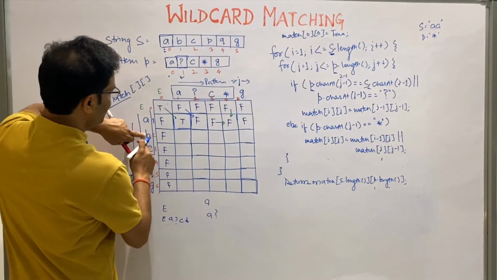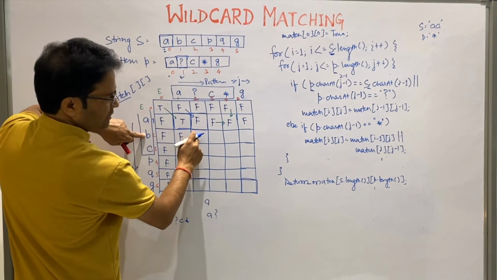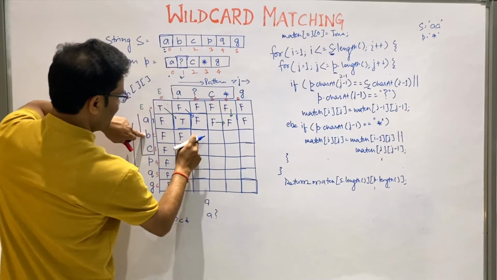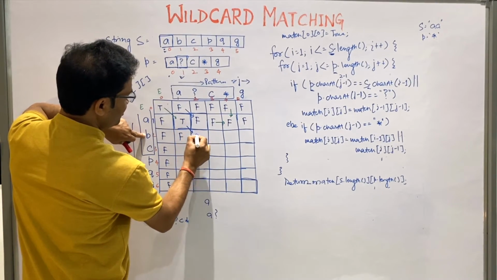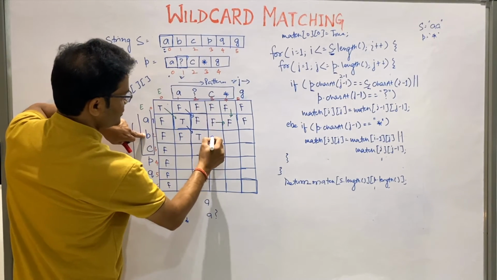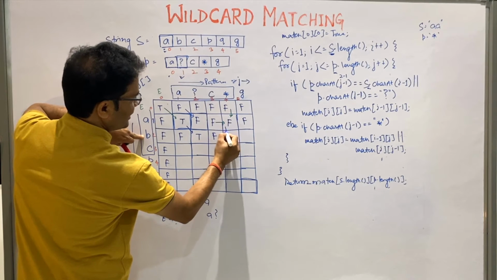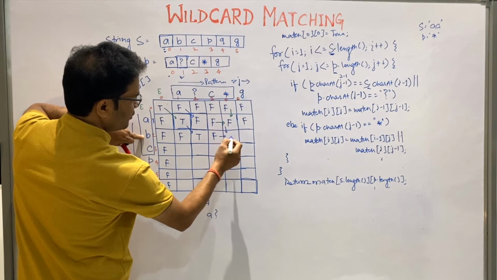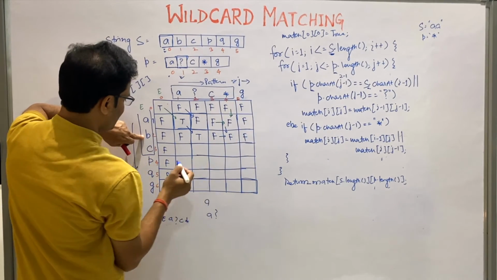Now come here, B or A is not matching, give false. B and question mark, so this condition, you have to take the previous one. Previous one is equal to true, so make it true. B and C is not matching, give false. B and asterisk, again I will take this value and this value, both are false, so it will become false. B and G is not matching, give false.